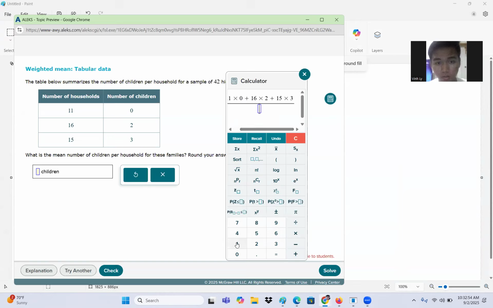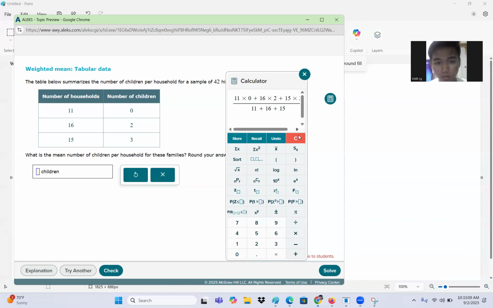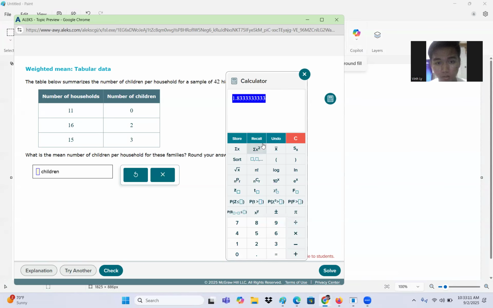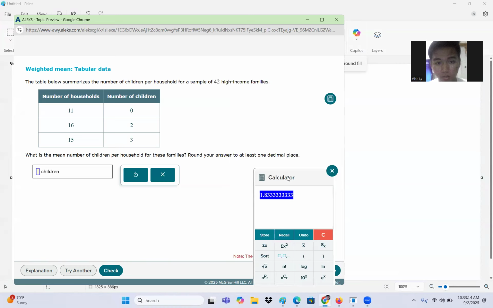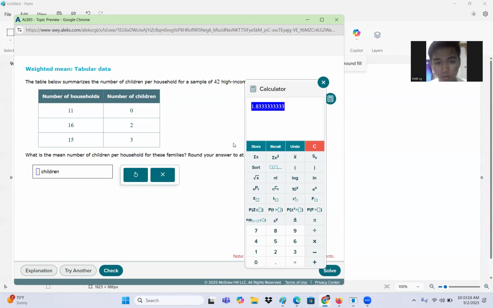The total number of households is 11 plus 16 plus 15. This gives us the final answer. We got around 1.83, and you can round to at least one decimal place. You can just put 1.83 or 1.8. That should be okay. Are we good?